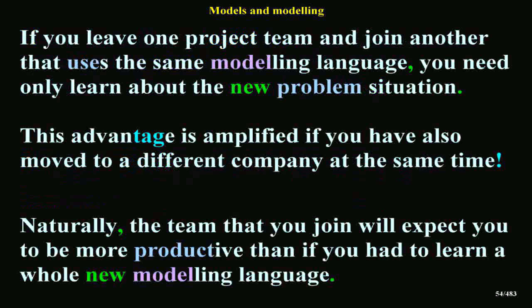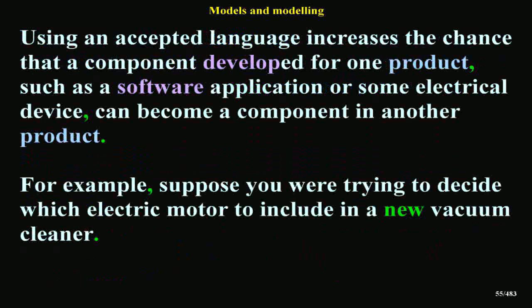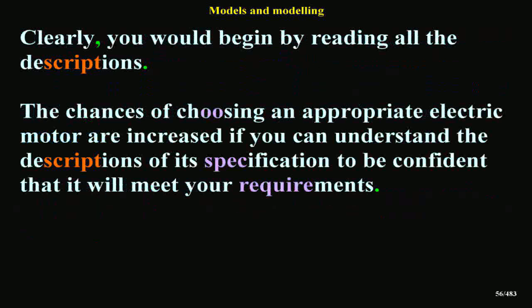Naturally, the team that you join will expect you to be more productive than if you had to learn a whole new modeling language. Using an accepted language increases the chance that a component developed for one product, such as a software application or some electrical device, can become a component in another product. For example, suppose you were trying to decide which electric motor to include in a new vacuum cleaner. Clearly, you would begin by reading all the descriptions. The chances of choosing an appropriate electric motor are increased if you can understand the descriptions of its specification to be confident that it will meet your requirements.